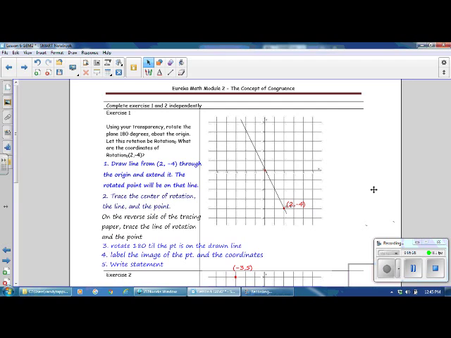Then trace your center of rotation, the line, and the point. On the reverse side of the tracing paper, trace the line of rotation and the point. Then return it to its original position. Then we'll rotate it 180 degrees till the point is on the drawn line. We'll label the image of the point and the coordinates. Then we'll write the statement.